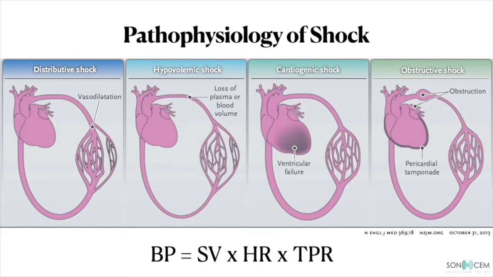Hypovolemic, cardiogenic and also obstructive shock compromise the stroke volume and the heart rate, hence giving rise to low cardiac output, while distributive shock produces high cardiac output due to its low peripheral vascular resistance. However, in the late stage of sepsis, there can be myocardial depression, hence giving rise to low cardiac output in distributive shock.